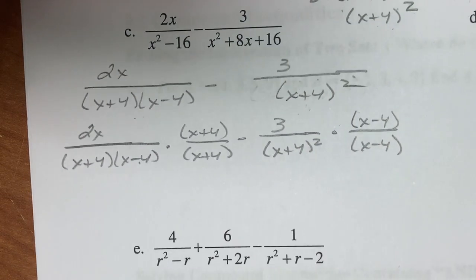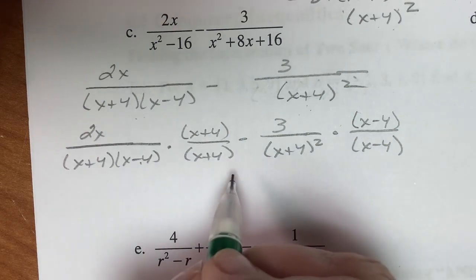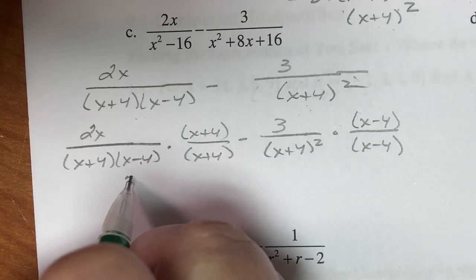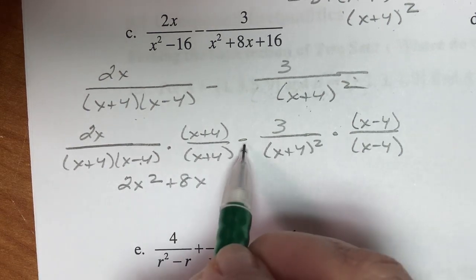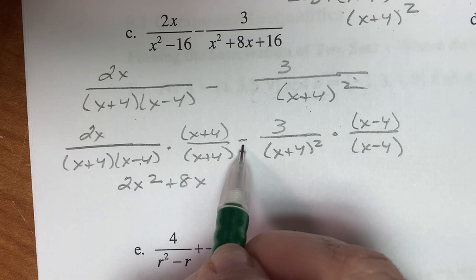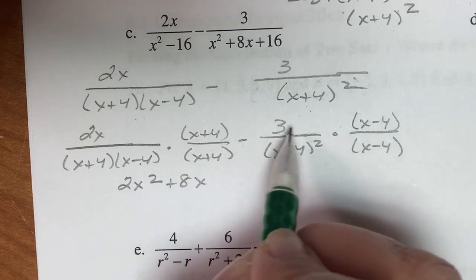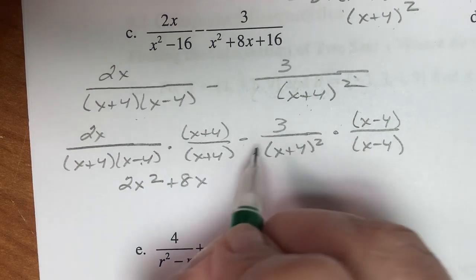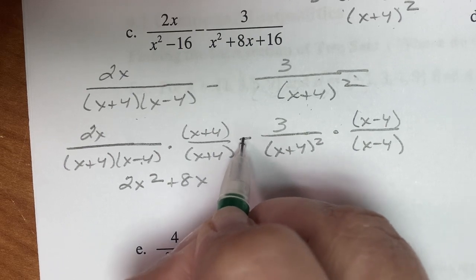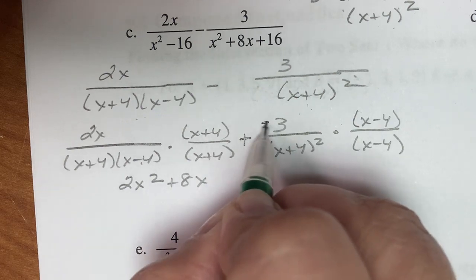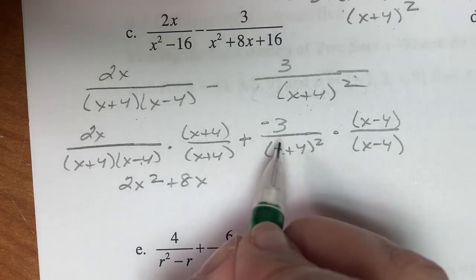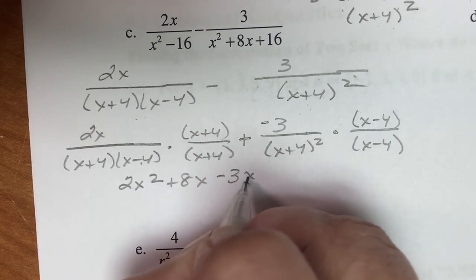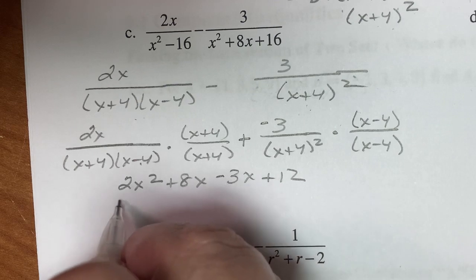I'm worried I'm going to run out of room here. So let's see. Let's distribute here. So if I distribute, I'm going to get 2x squared plus 8x. Now I'm going to take, and remember this is subtraction, so I'm going to distribute through a negative 3. So it's kind of like taking subtraction. Remember back in the day in Math 47, how subtracting is really adding the opposite? So we're going to end up distributing a negative 3. So it's going to be negative 3x plus 12.